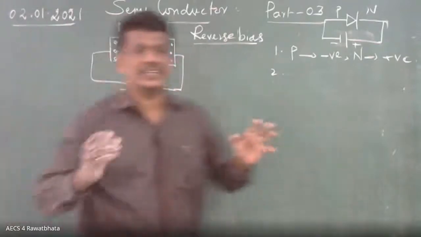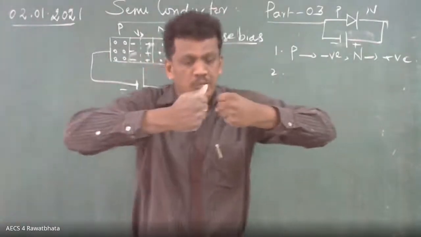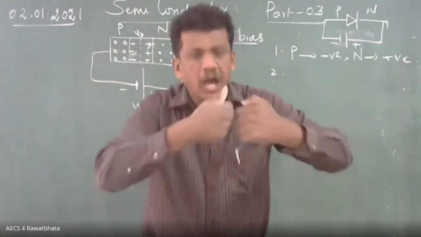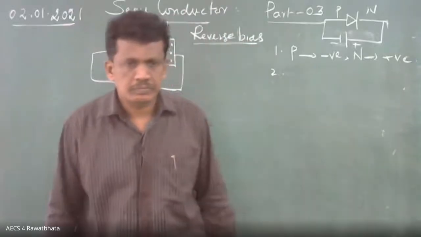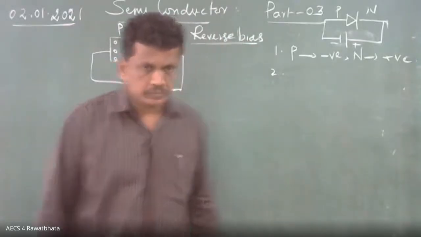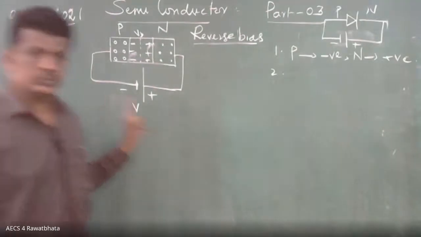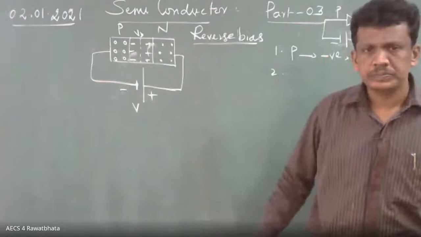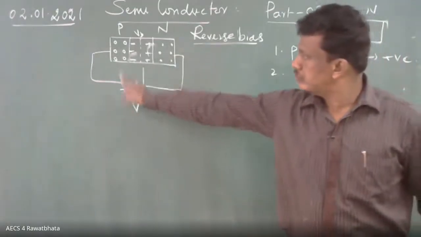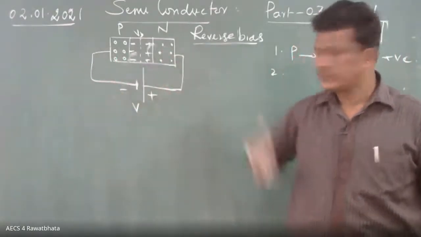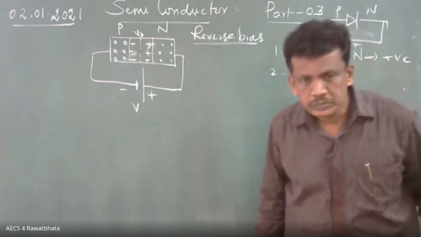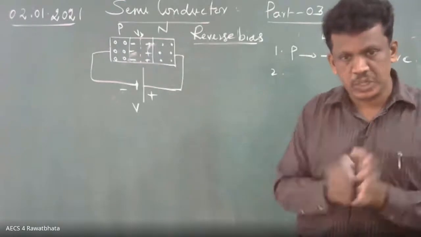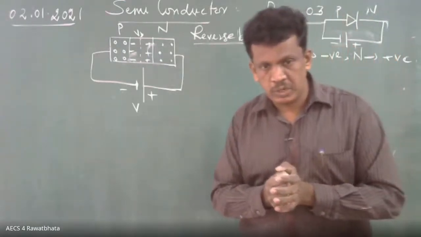Just imagine how the majority carriers are moving. Anyone of you can respond? Towards the junction or away from the junction? How will the majority charge carriers move? Yes, Saurabh is responding: away from the junction. Very good. Divani and others, Saloni, others also respond.